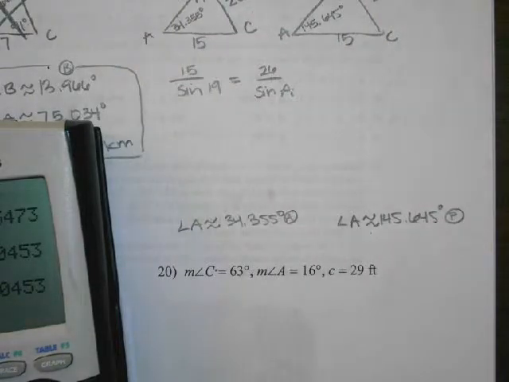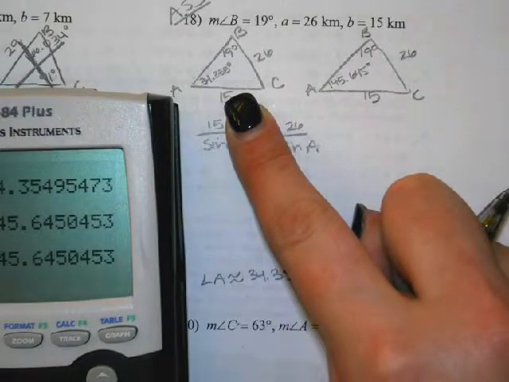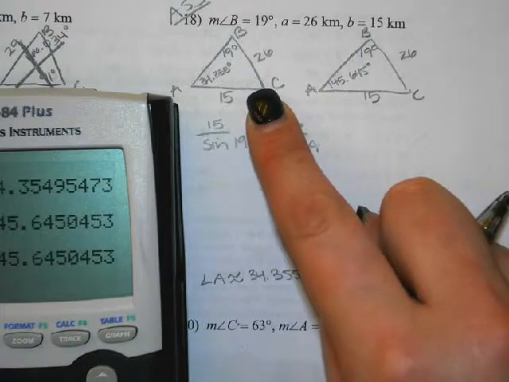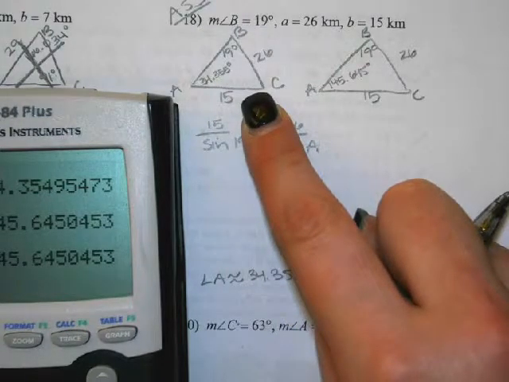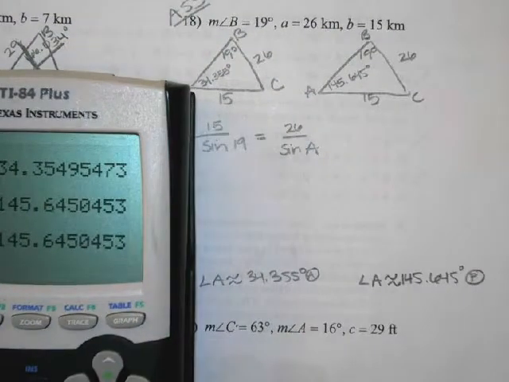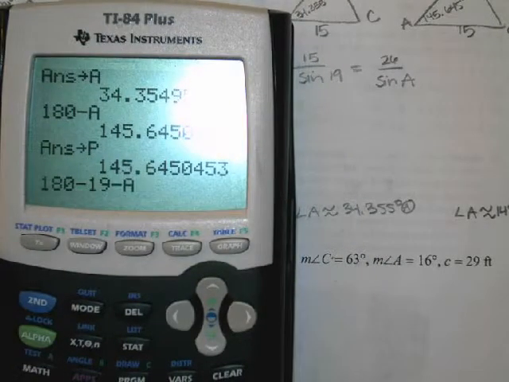All right, so at this point, both triangles have side A and angle A, side B and angle B. So what are we looking for next? C. We need angle C. What can we do to get angle C in the first triangle? We have two angles. We need the last one. Subtract it from 180. So we're going to do 180 minus 19 minus what we stored as angle A.